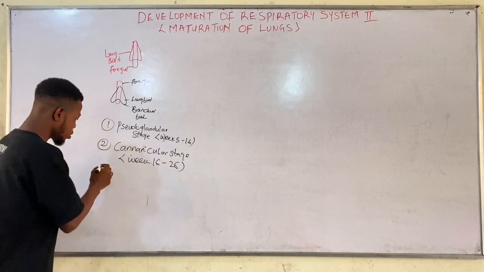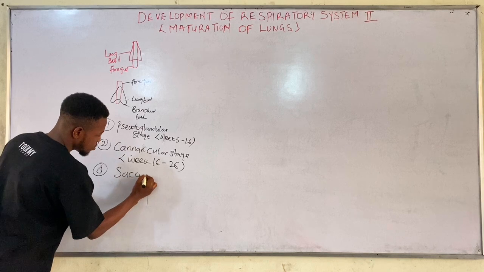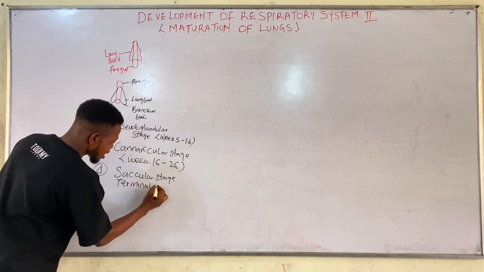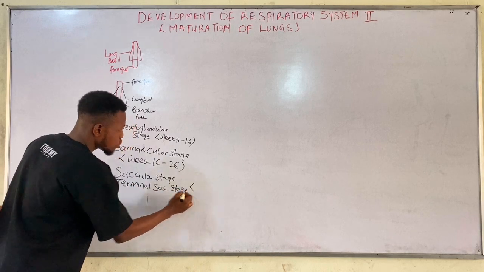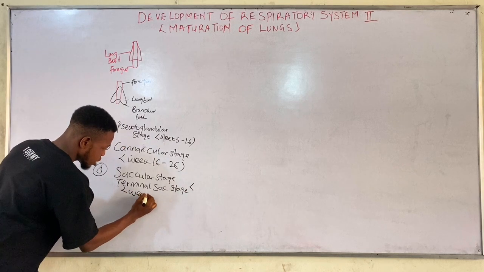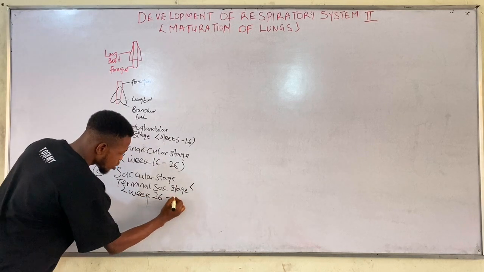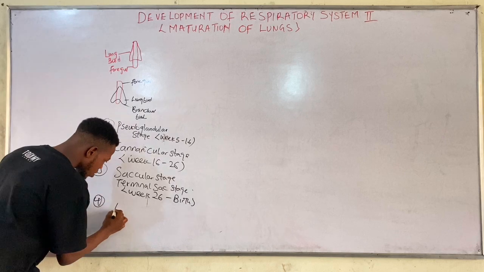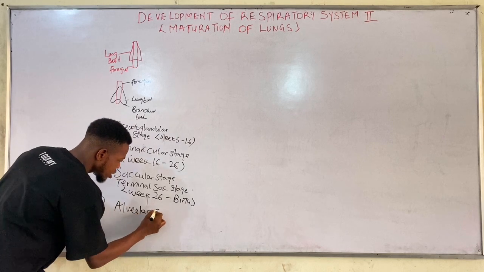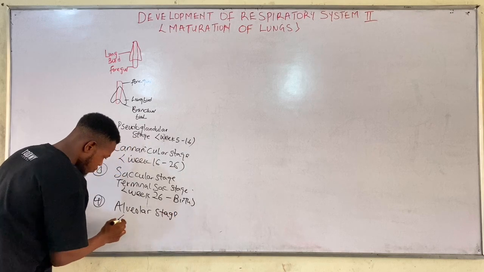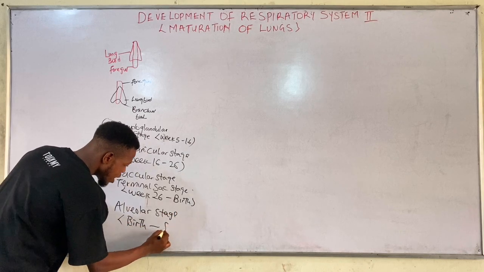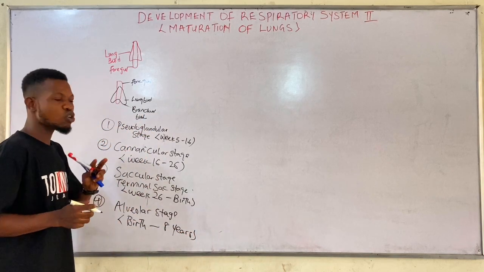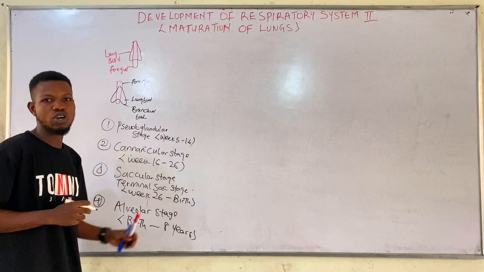It varies as well. Then number 3 is the saccular stage, also called the terminal sac stage, which occurs around week 26 to birth. Then the last one is the alveolar stage, which occurs from birth to 8 years of age. Those are the stages involved in the maturation of lung. So let's start with the first one, which is the pseudoglandular stage.